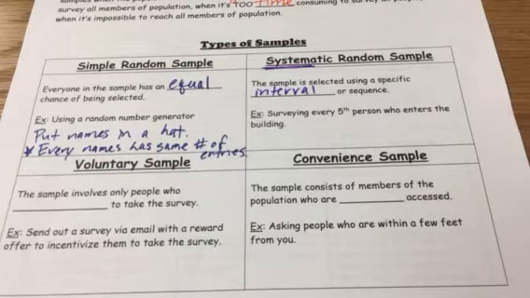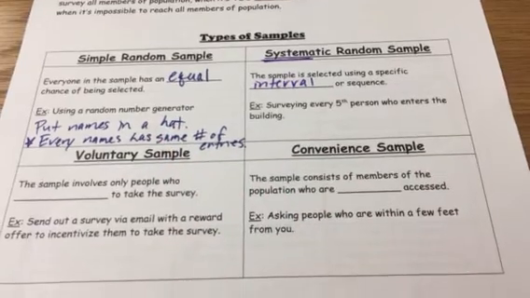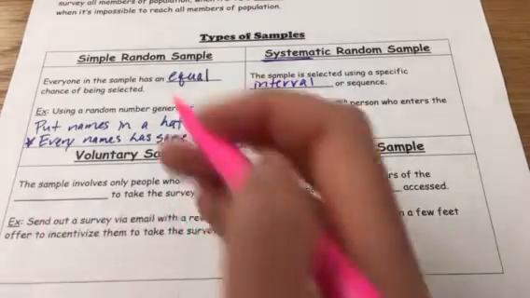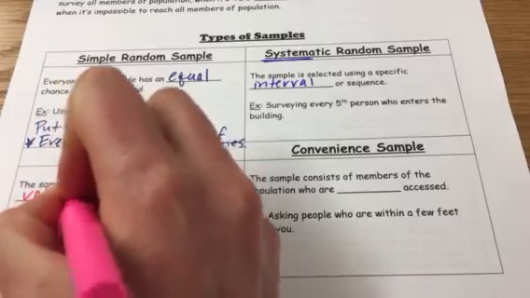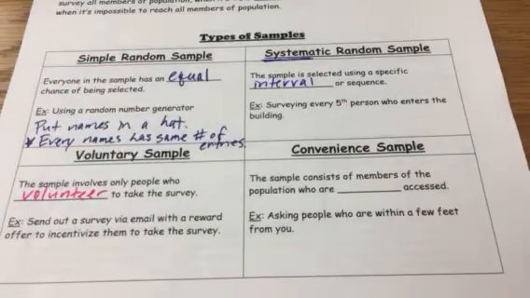A voluntary sample, this is self-explanatory, is when people volunteer themselves. So this sample involves only people who volunteer to take the survey. So it's when it's optional.